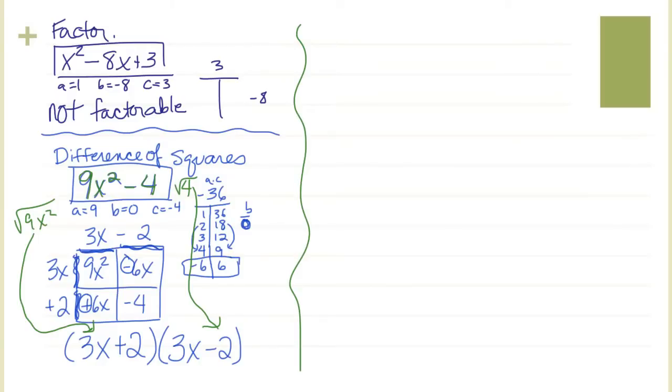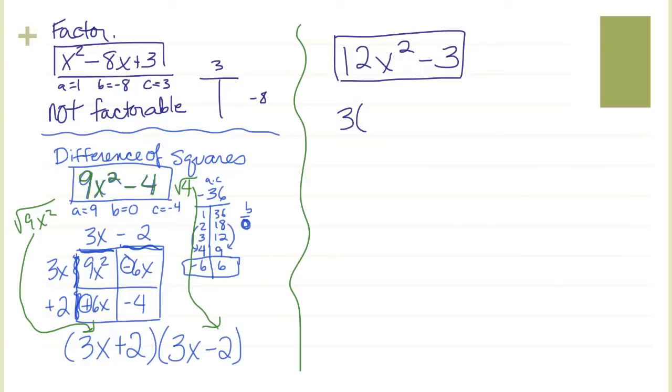So let's go with 12x squared minus 3. You're saying those aren't perfect squares. Well, what's the first thing we have to do? First thing we have to do is look for a greatest common factor. And since 3 will go into both of those, first thing we're going to do is factor out a 3. 3 times 4x squared minus 1.